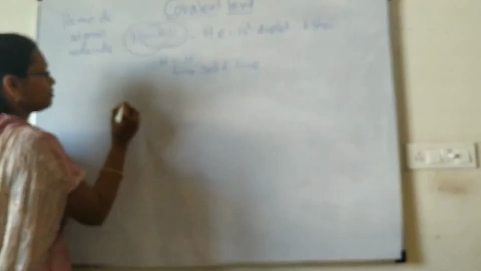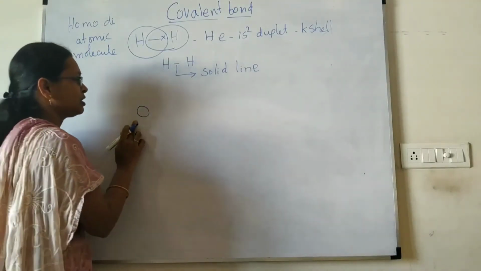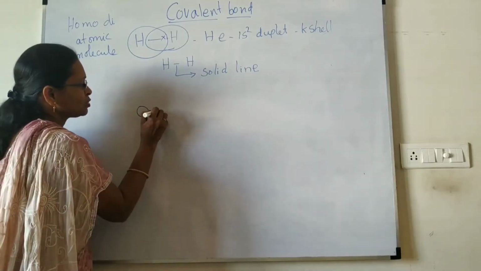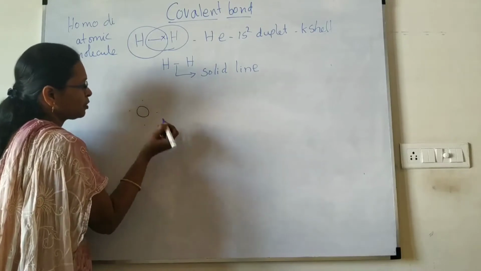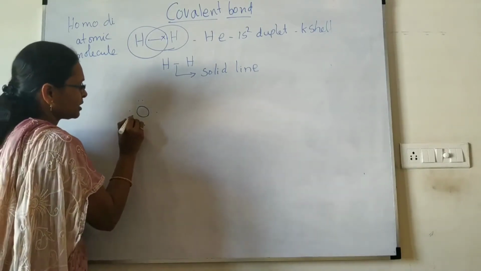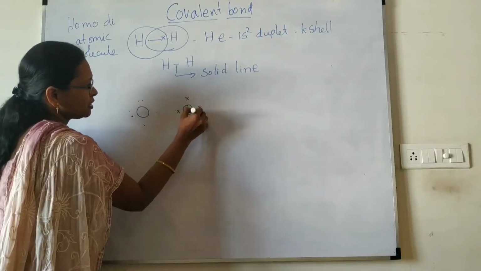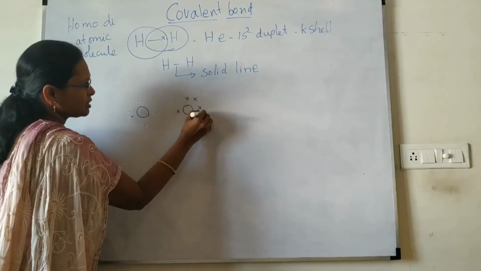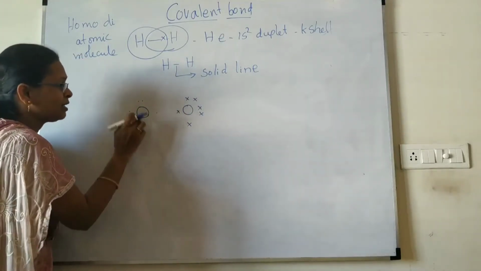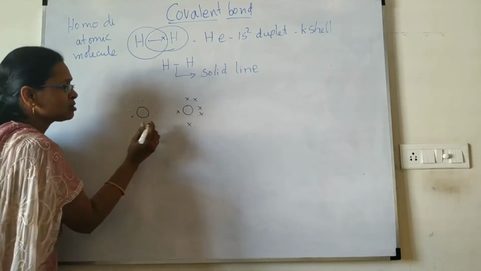Next you take the example of oxygen. Oxygen Lewis dot symbol, belongs to which group? Sixth A group. So how many electrons? Six. So 1, 2, 3, 4, 5 and 6. Two single electrons are there. And another oxygen you take, 1, 2, 3, 4, 5 and 6. Here this is a pair, this is a pair, and here two single electrons are there.